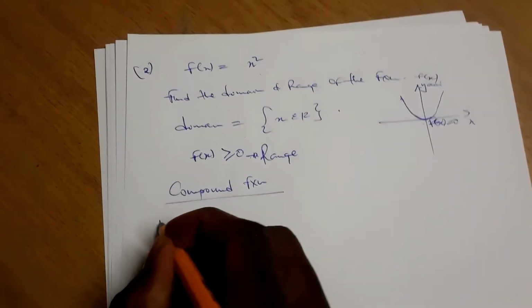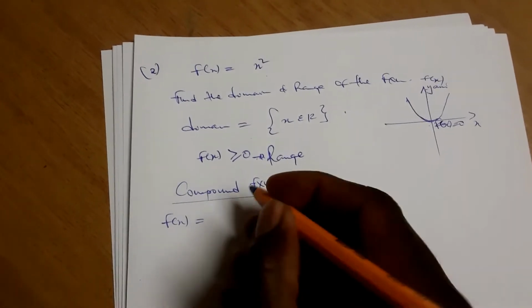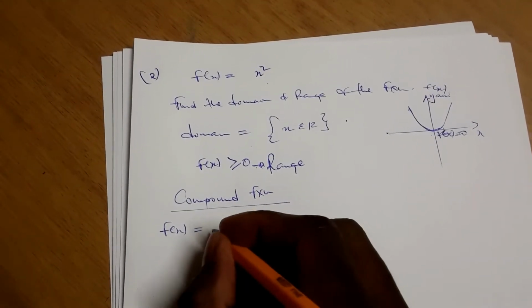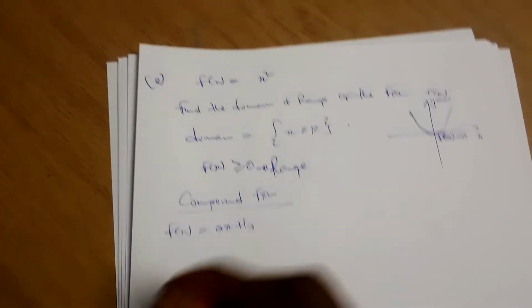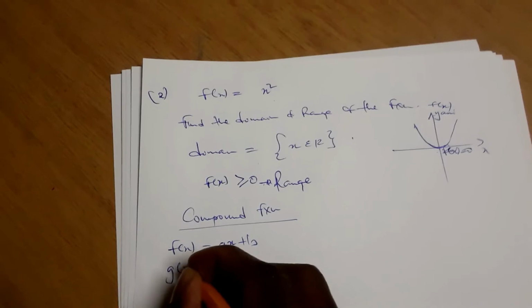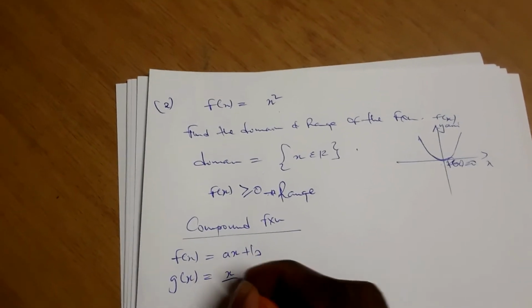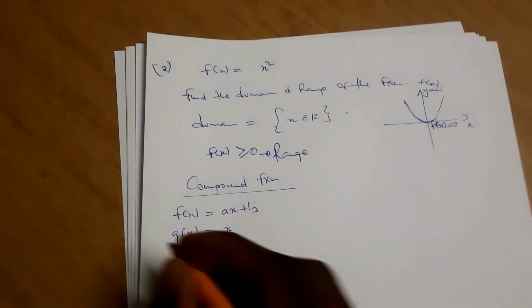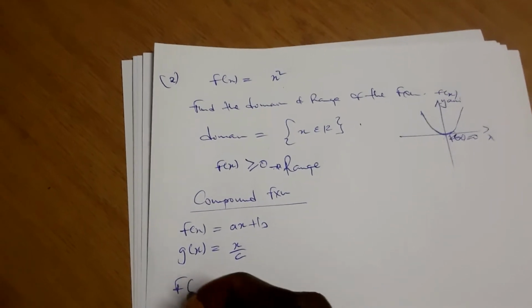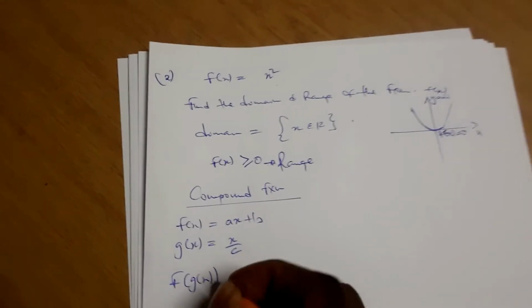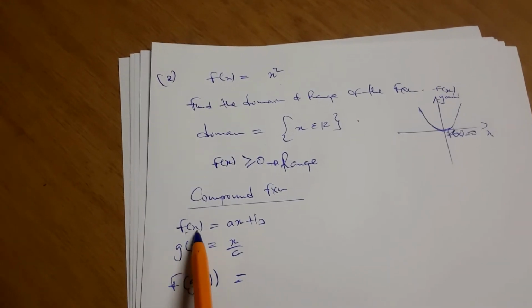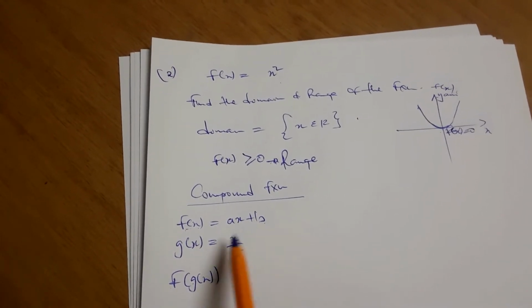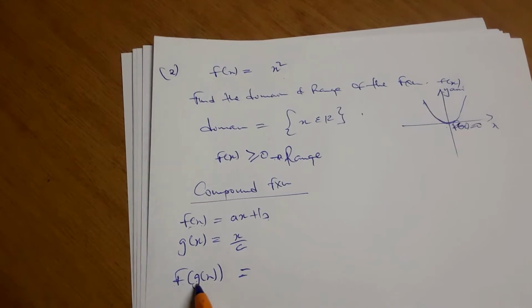So let's say, for example, we have f of x is equal to ax plus b, then you have g of x is equal to x over c. We can be asked to find f of g of x, where we are given f of x is ax plus b. Now we are told to find f of g of x.